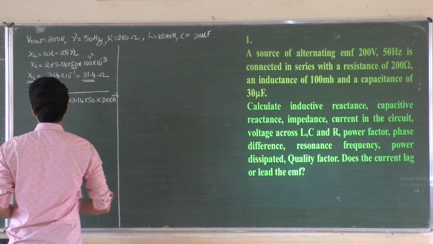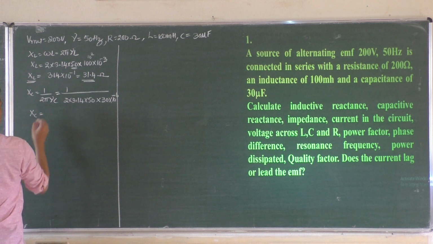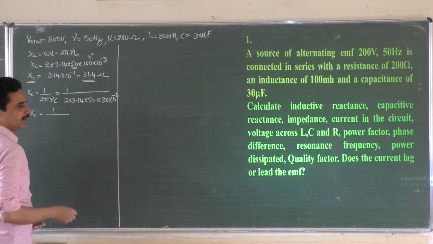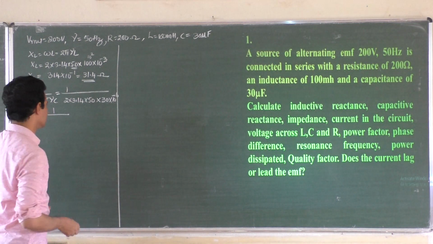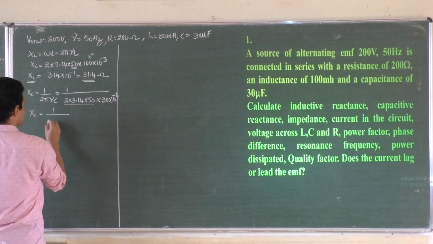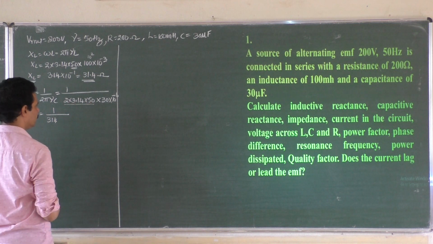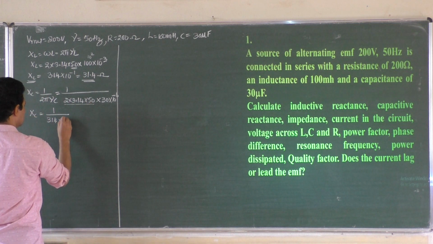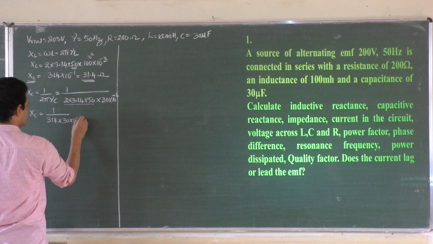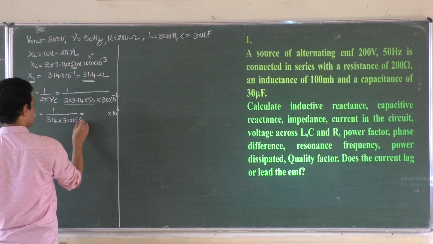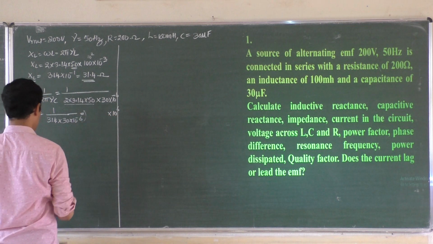Okay, Xc. If I am a little bit faster, you can pause it and wait for me, or wait till your calculation is over. I will take this as 314 again, because 2 into 50 is 100, and 100 into 3.14 is 314, into 30 into 10 to the power minus 6. That is equal to into 10 to the power 6, because this will come to the numerator.